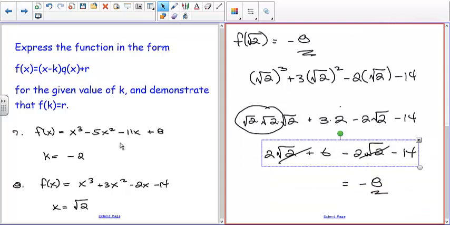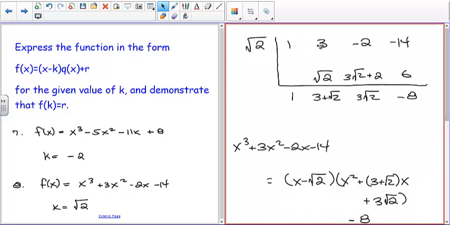Where is this useful? Well, by using synthetic division, the remainder is the value of the function evaluated at x equals whatever this number is that we start with.